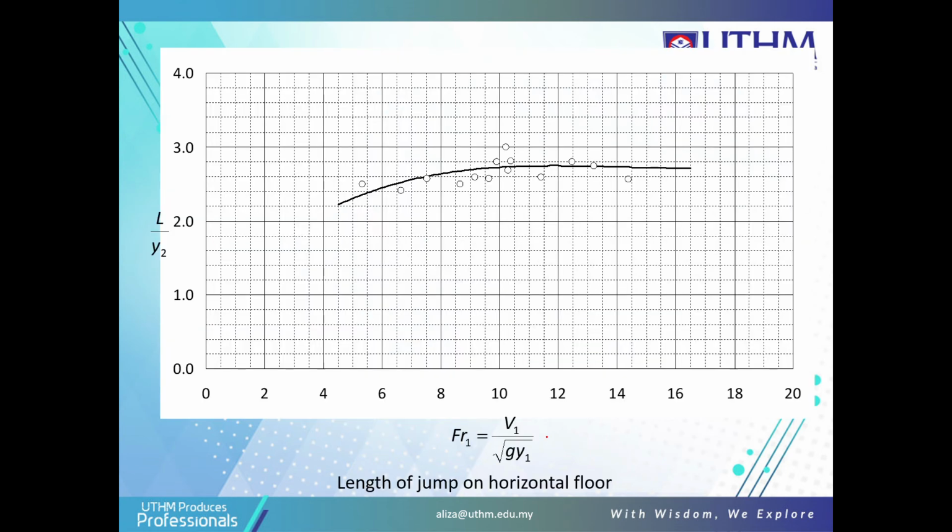Now, the length of jump on horizontal floor you can find from this graph here. You find the Froude number, and then you get L over Y2, so you get the value here. When you know the length, you can find the Y2. Actually, this table is to find the Y2.